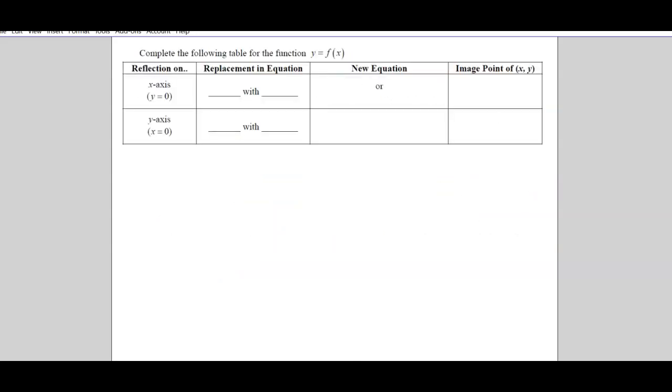So this is to summarize. If we're doing a reflection on the x-axis, sometimes we say in the x-axis, on the x-axis, about the x-axis, all means the same thing. Then we are replacing y with negative y. Okay, so they're never the same letter. X-axis, that's the horizontal. So when we do that, we get negative y equals f of x. Notice how we've put an or in there, because oftentimes we solve for y. And so the image point, then, we've replaced y with negative y.